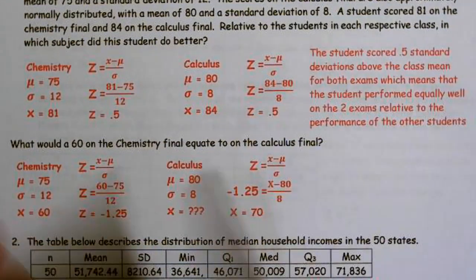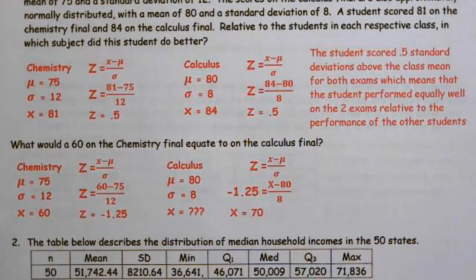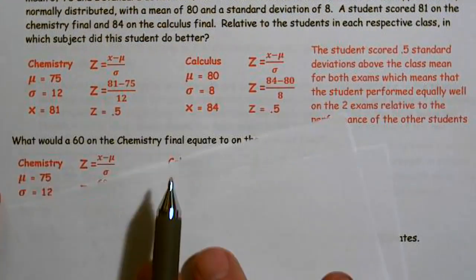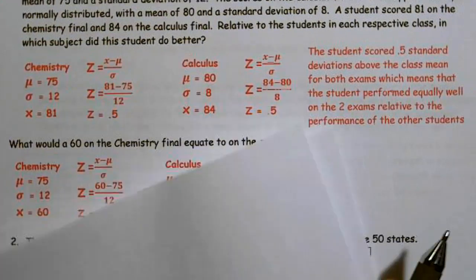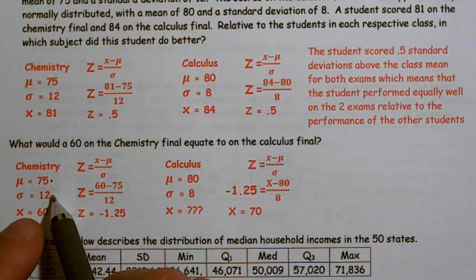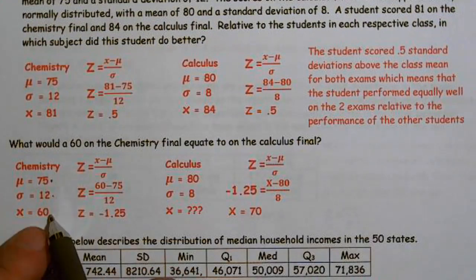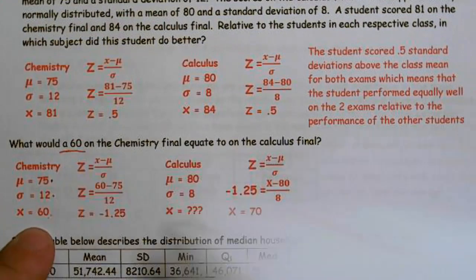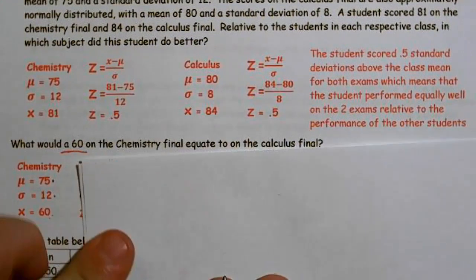So the next question is, what would a 60 on the chemistry final equate to on the calculus final? Well, I need to back up just a bit. On the chemistry final, the mean was a 75 and the standard deviation was 12. And he was asking, what would a 60 be? So in this case, how did they score on the chemistry final?